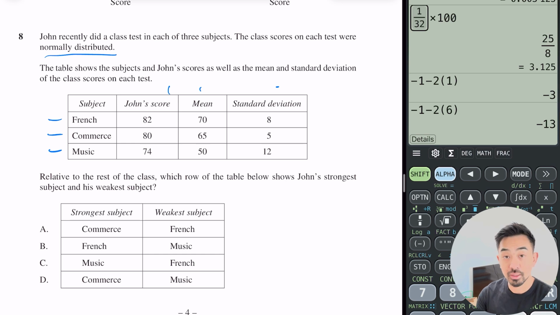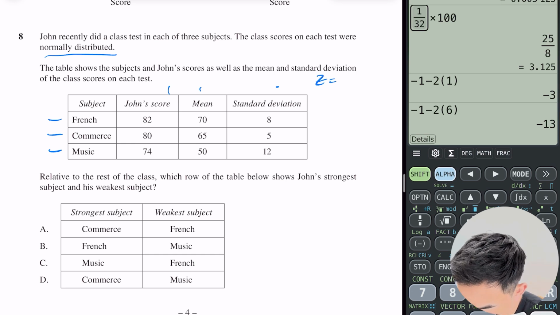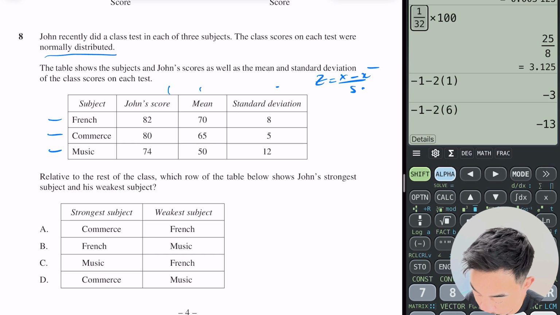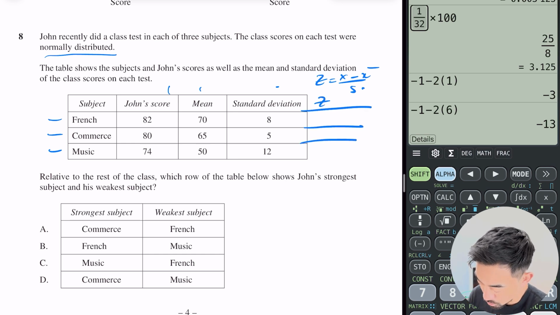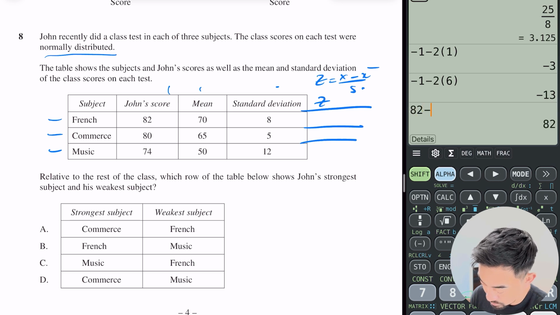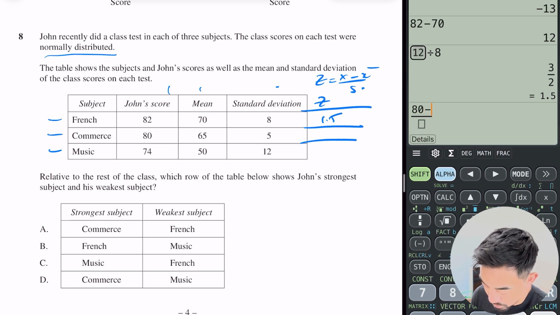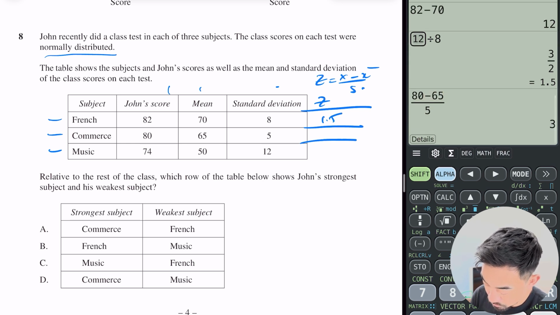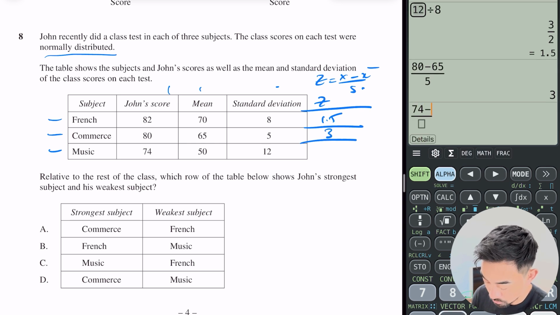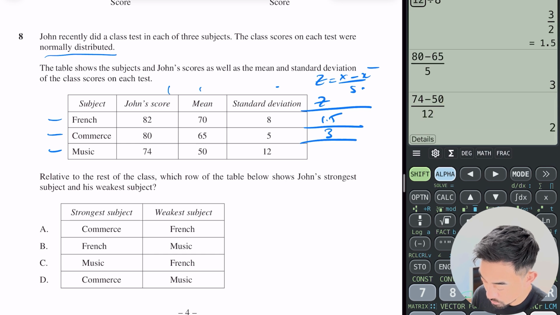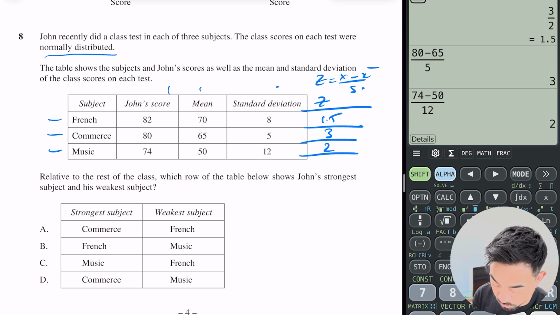All right, so we're clearly looking for z-scores here. So remember, z-score is his score minus the mean over the standard deviation. So we're going to quickly find all these z-scores. His first one will be 82 minus 70 divided by 8. So that's 1.5. The next one will be 80 minus 65 over 5. That's 3, so he did super well in that one. And then the next one is 74 minus 50 over 12. So that's 2. Okay, so he did the worst in French and the best in commerce. Well, that works, so A.